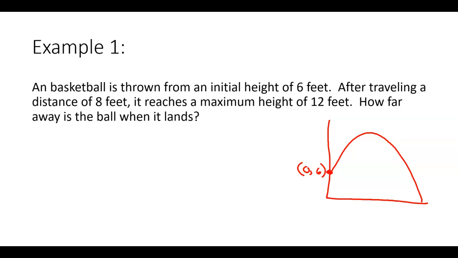After traveling a distance of 8 feet, it reaches its maximum height of 12. So that means it goes over 8 and up to the maximum height of 12. So this is going to be those two numbers. The horizontal distance it travels over is the x value. The maximum height that they give you is the y value.